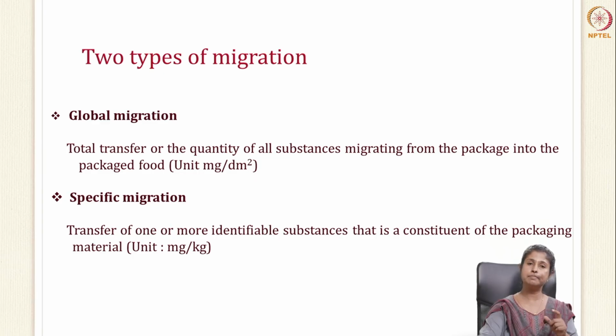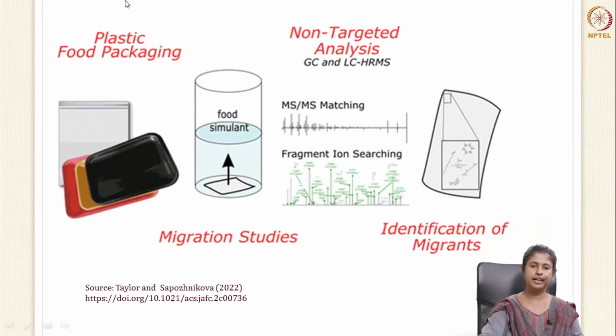On the other hand, in specific migration, one or more identifiable substances have to be measured. You're not going to measure all the substances that are going to migrate. One or two specific components, whatever quantity is migrating into the food, that is done in specific migration. This is again a pictographic representation of this.